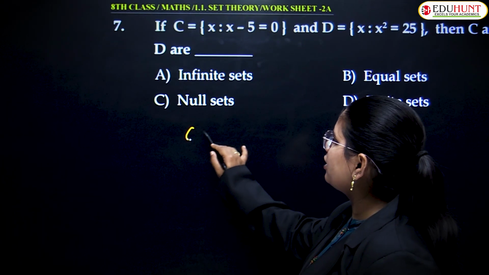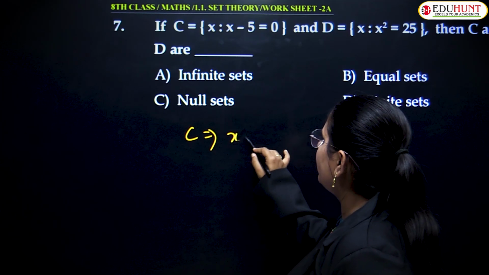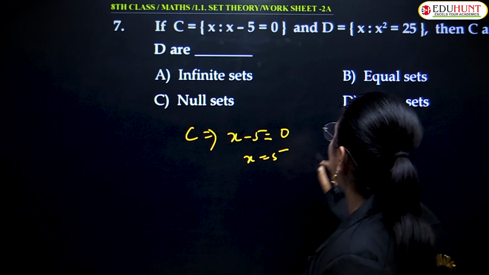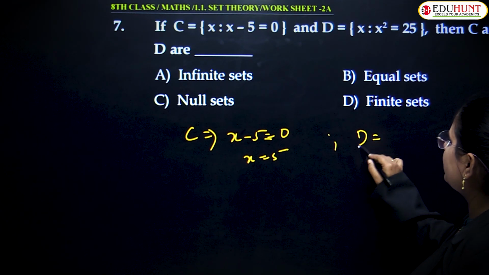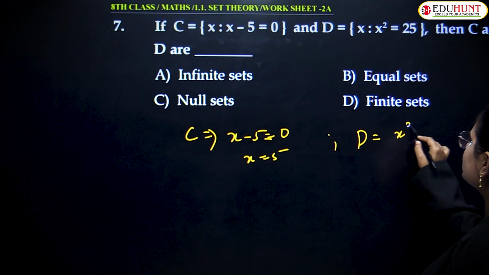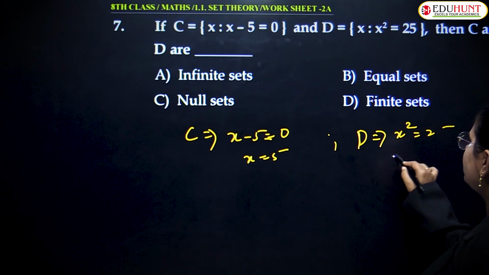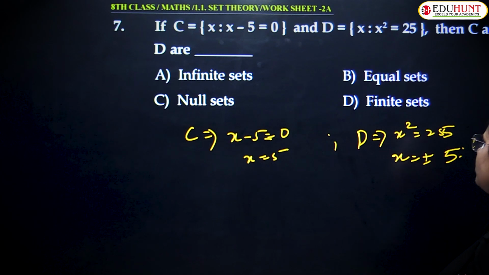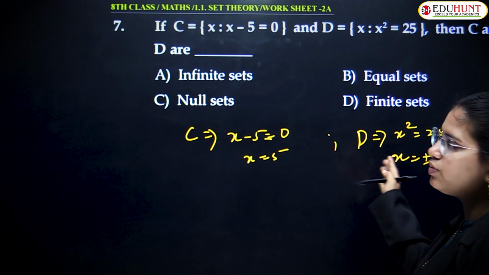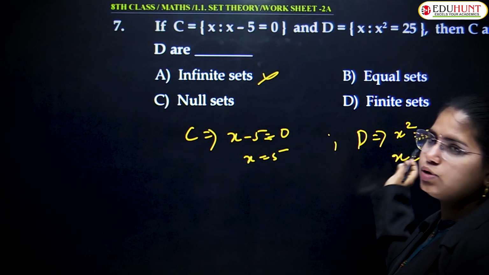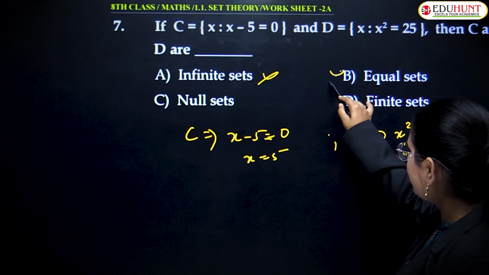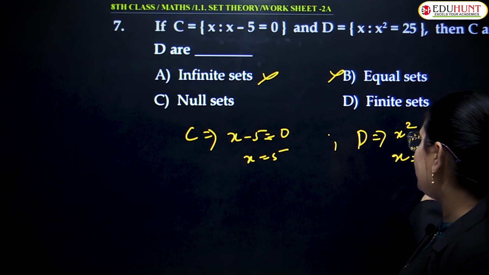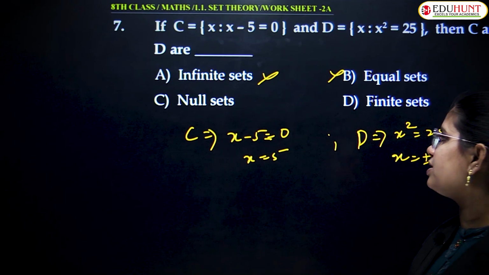So given C is a set where x minus 5 equal to 0, that means x is equal to 5, and D is another set, x square is equal to 25, then x is equal to plus or minus 5. As usual, this is not an infinite set, we can count, and this is not equal sets too, because here you are having 5, minus 5 is missing. Here you are having plus or minus 5, that is not equal sets too.